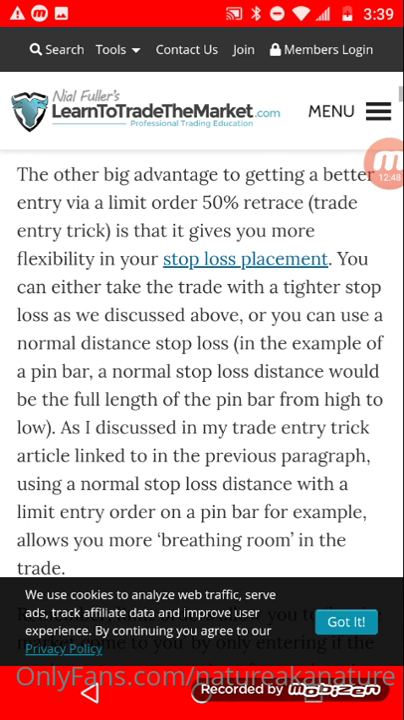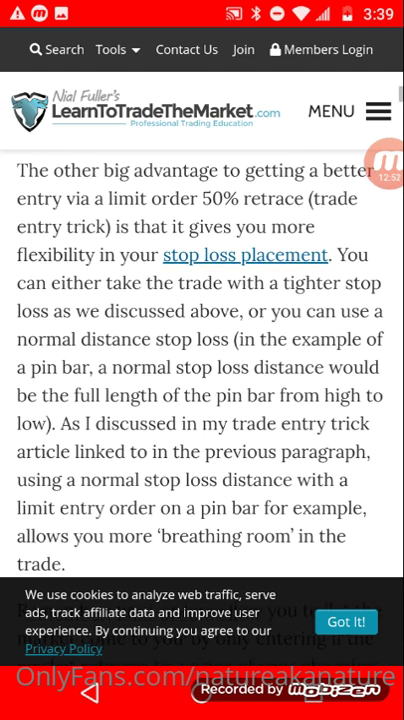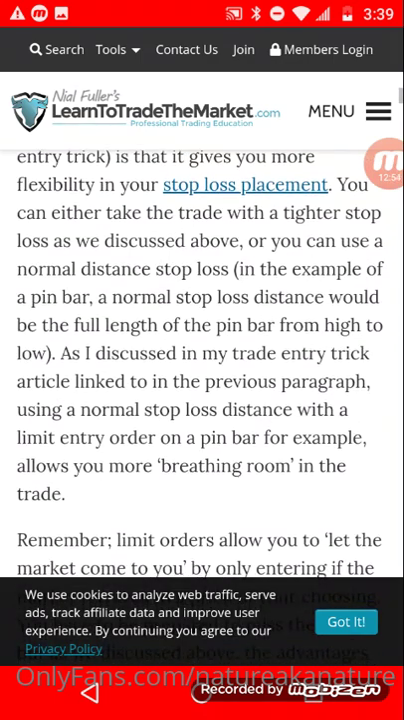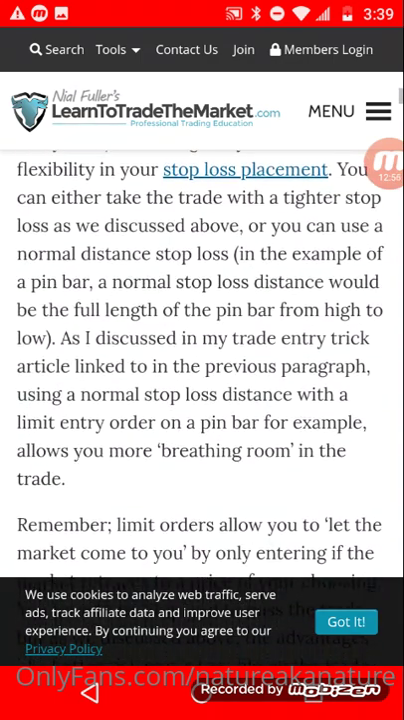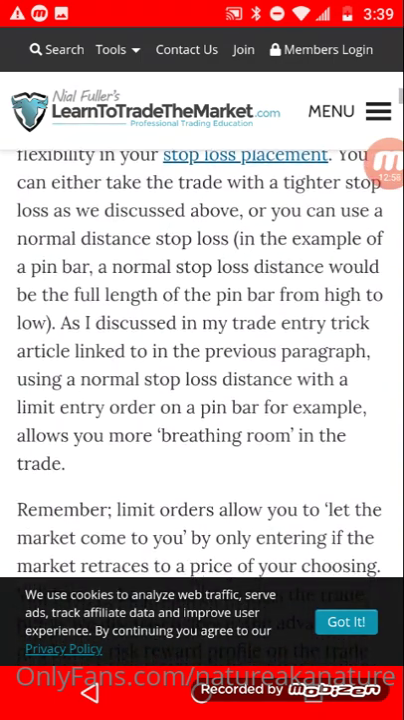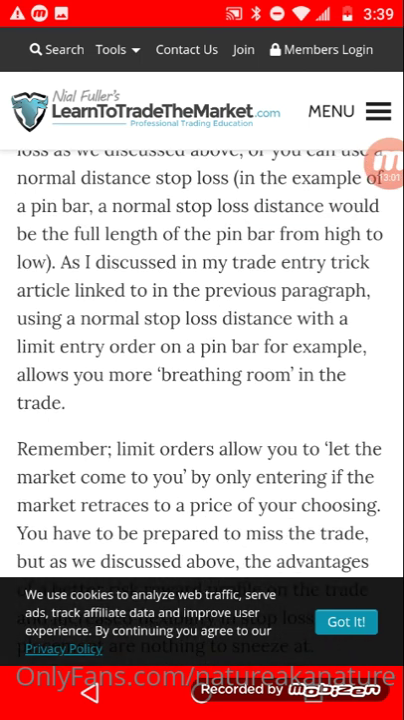An example is the pin bar. A normal stop loss distance would be the full length of a pin bar from high to low, as I discussed in the trade entry article. When you wait for the pullback, it gives you more breathing room, and you're more comfortable in the trade.